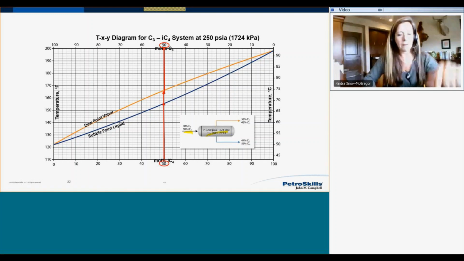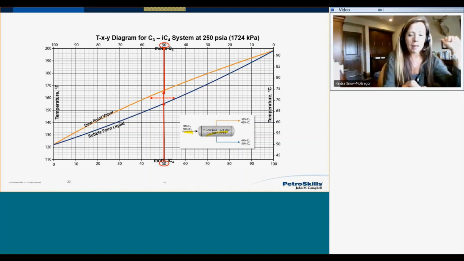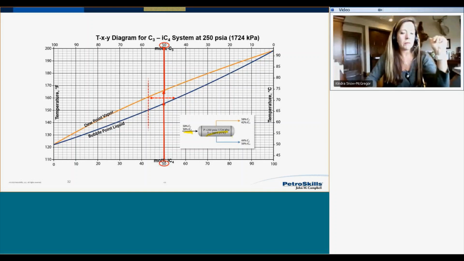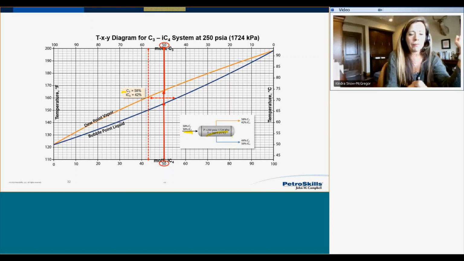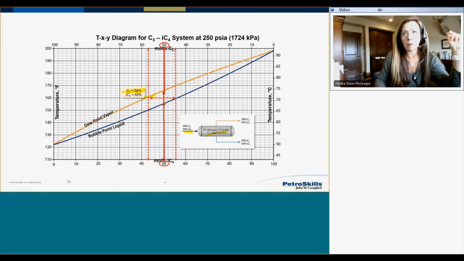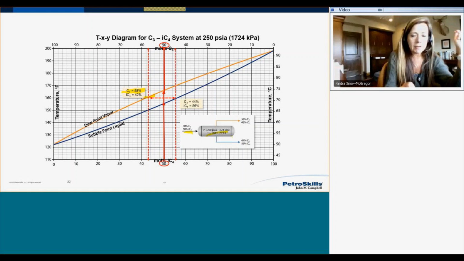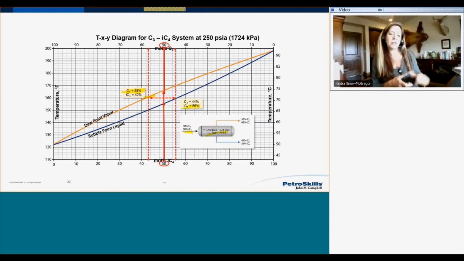And so if I had the system at 160 Fahrenheit, notice my vapor composition here is roughly, all I have to do is go over my dew point line, draw a line straight up. I'm 58% propane. My liquid composition down over here, coming out of the separator, is 56% isobutane.